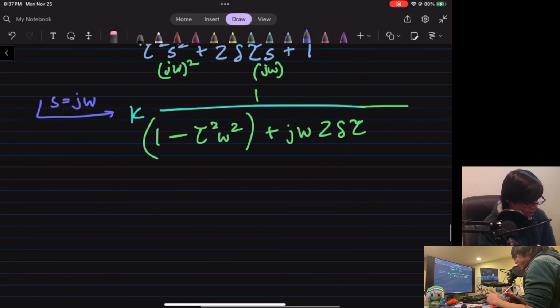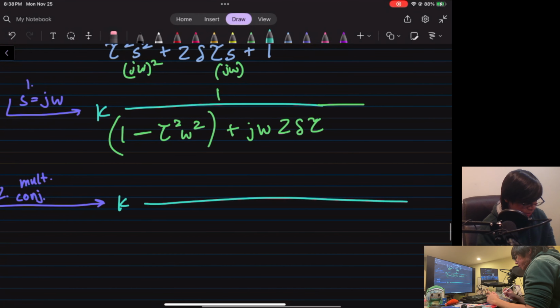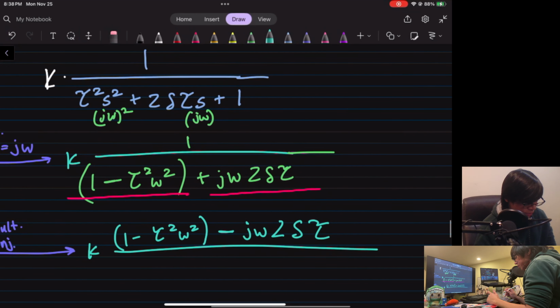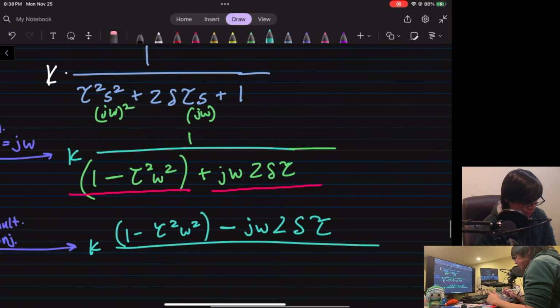Second step, complex conjugate. Here's where it gets a little dicey, so we'll see if I get this correct. Multiply by the conjugate. K in front, still there. This is real plus imaginary, so for the conjugate, it'd be real minus imaginary. So 1 minus tau squared omega squared minus j omega 2 zeta tau. Did I do that right? Yep. Okay.